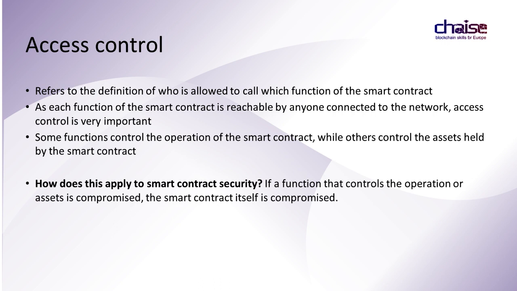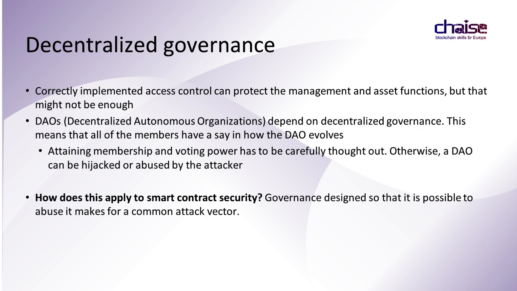Some smart contracts implement the self-destruct mechanic. Abusing it would result in complete disruption in its operation. How does this apply to smart contract security? If a function that controls the operation or assets is compromised, the smart contract itself is compromised. Correctly implemented access control can protect the management and asset functions, but that might not be enough.